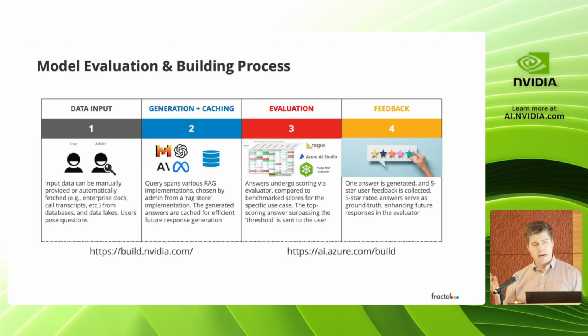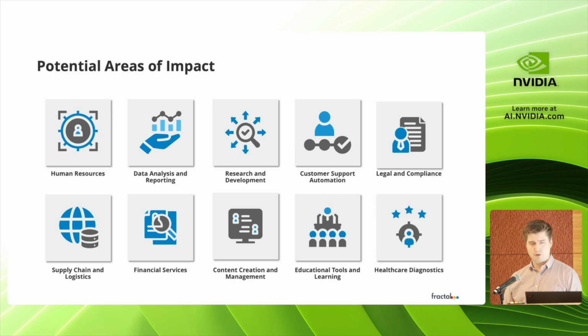How we went about creating this system is through the process of evaluating data input, handling generation and caching, creating a system that in an ongoing way handles model evaluation and incorporates that feedback in. The two key tools that we use to create this are the build.nvidia.com asset library and Azure AI Studio, which is accessible here via the azureai.com/build URL. We see this architecture being scalable to a host of different potential applications.